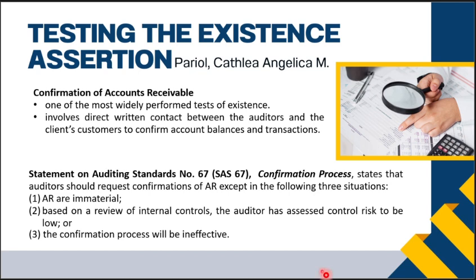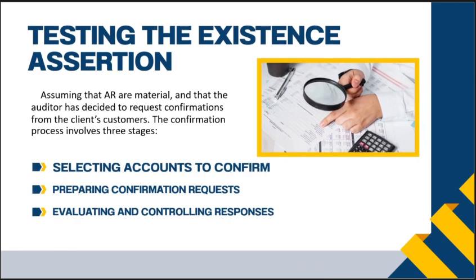Assuming that AR are material and that the auditor has decided to request confirmations from the client's customers, the confirmation process involves three stages. The first stage is selecting the accounts to confirm. Next slide.